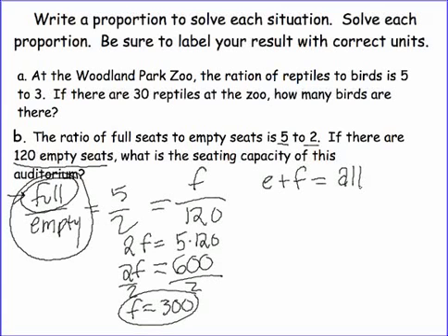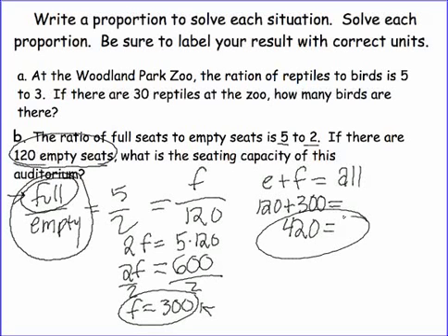So the empty ones, we know they gave us, we know that that is 120. So we do 120 empty seats, plus we just solve for the full ones. So that would be 120 plus 300 equals all of them, and that would be 420 seats equals the full seating capacity. So there, we have solved it.